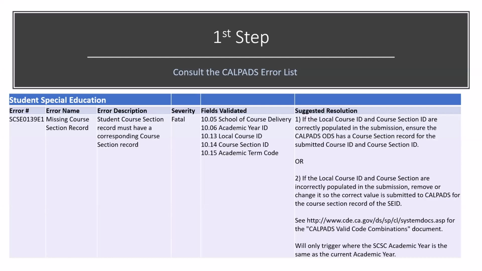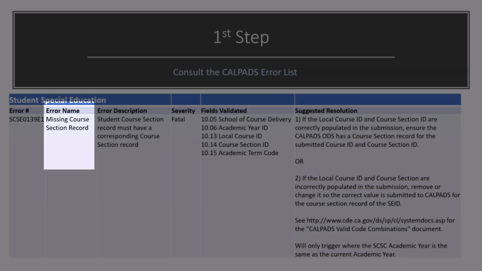And then we have the prefix, right? Now, the suffix would be the E1, that means End of Year 1, or you may see F2, that would be Fall 2. So that's what would distinguish this error. The resolution and the triggers are the same in either submission. The second column, you see the error name, missing course section record.